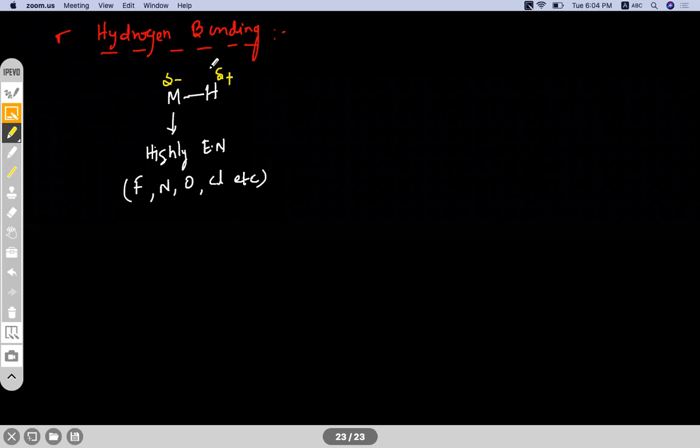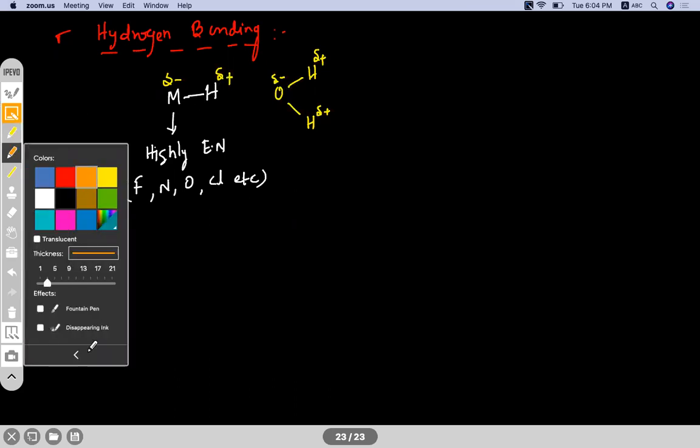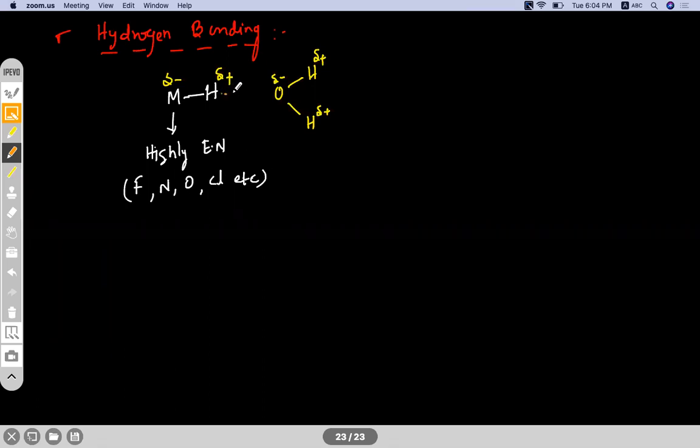Now suppose you have another electronegative element, suppose you have oxygen, hydrogen and hydrogen, it is like this, delta positive and delta negative. Oxygen is also a highly electronegative element. Now when these two atoms come closer, this electronegative atom and this hydrogen, then there will be an electrostatic force of attraction because of this delta positive and delta negative charge. This electrostatic force of attraction is hydrogen bonding. Copy this down.